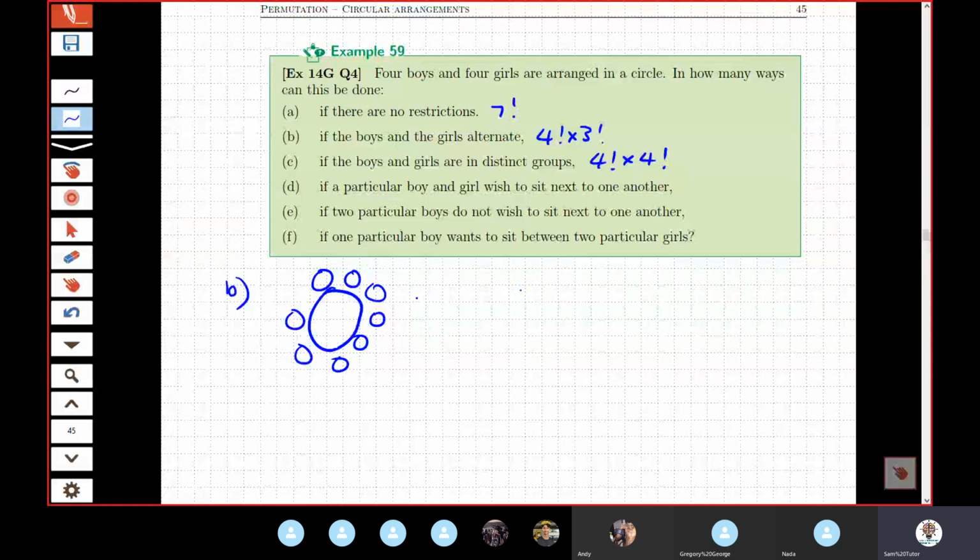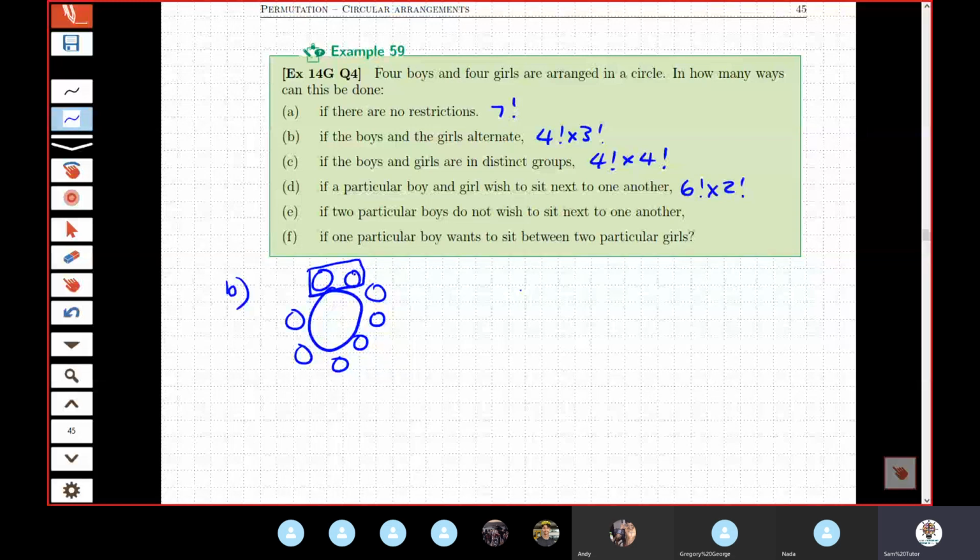Looks like Rosemary's got a question. You sure? If a particular boy and girl wish to sit next to one another, well, there they are. They're going to sit next to each other. And then it's going to be 1, 2, 3, 4, 5, 6, 7. So 6 factorial times 2 factorial. If two particular boys do not wish to sit next to one another, well, assume they are sitting next to each other, like these guys were. You mean the total minus.